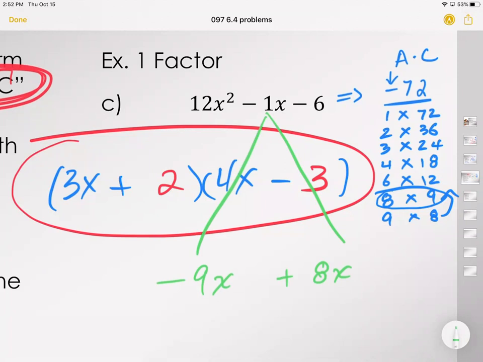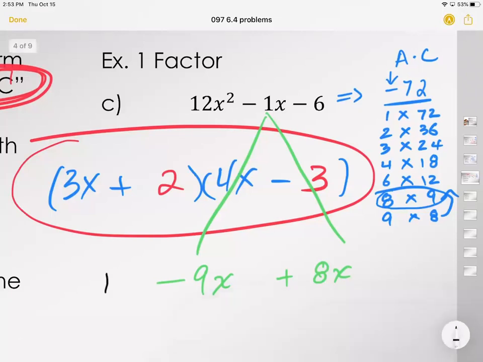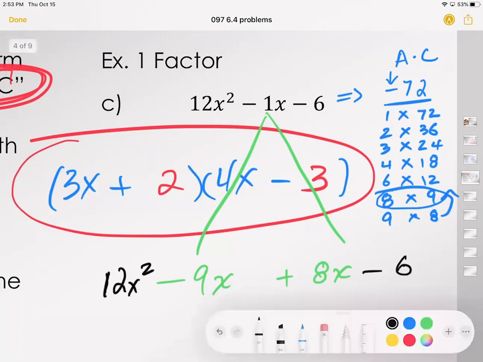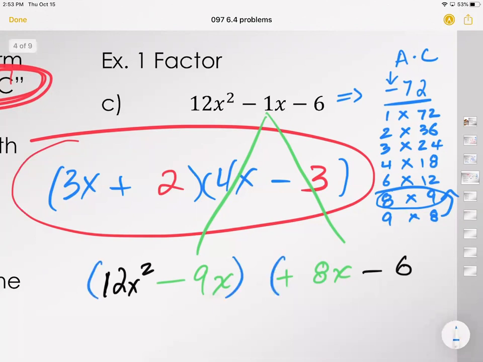So this is what I have: I have to rewrite this problem. And again, it doesn't matter if you put the 8 in front or the 9 in front. Just know that wherever you put the 9, it has to be negative and the 8 has to be positive. And again, all I do is rewrite this problem and say 12x squared minus 6. Once I rewrite it, I need to group them up and factor them out.